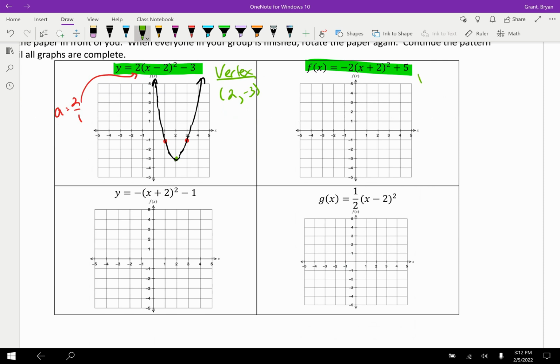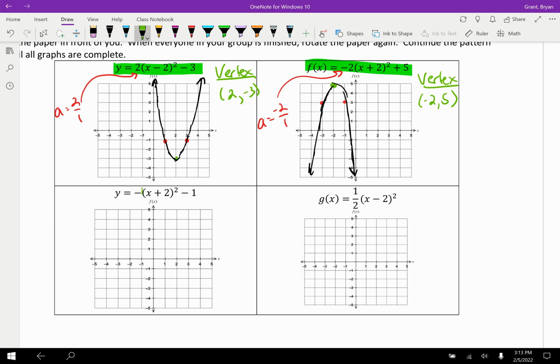All right, hopefully you guys found some success. These really aren't too bad, except maybe that last problem. So we have (-2, 5): left 2, and up 5. And then, of course, our a value is down 2 to the right 1. We also, though, have to go down 2 to the left 1. And then we have our parabola. I'm doing my best to make sure it looks like a parabola and not a V. Very easy to turn this into a V.